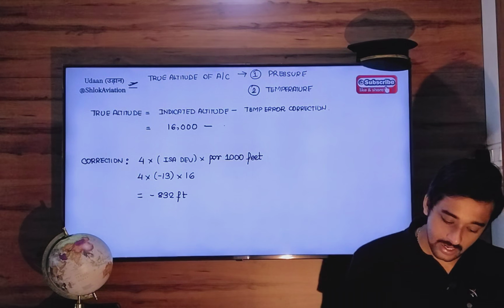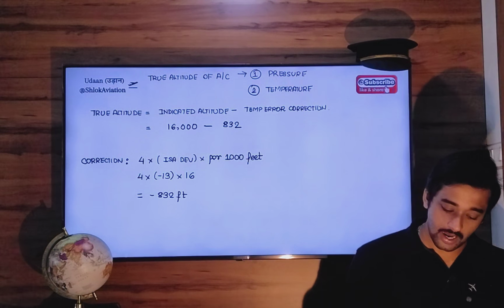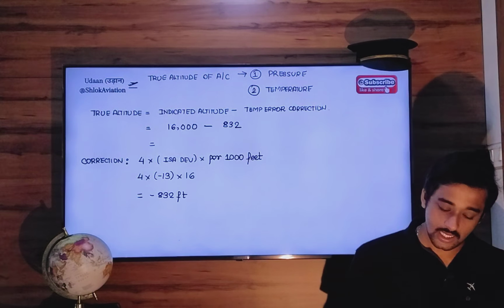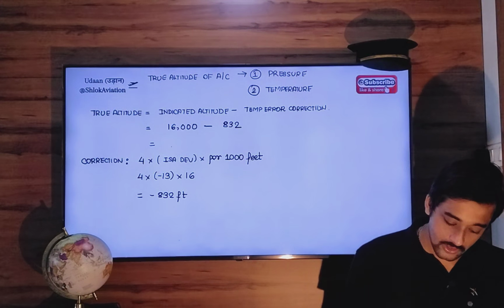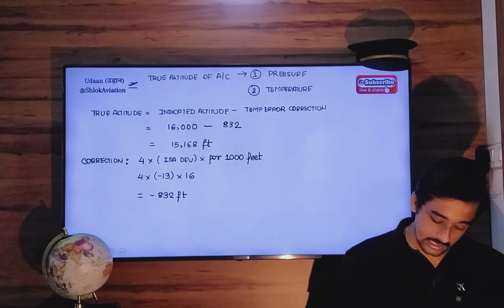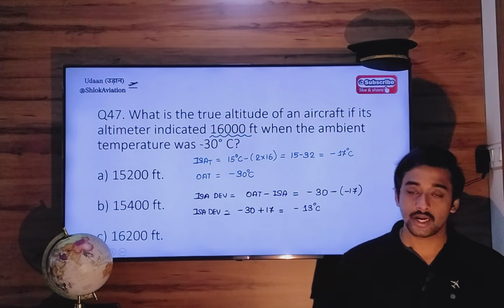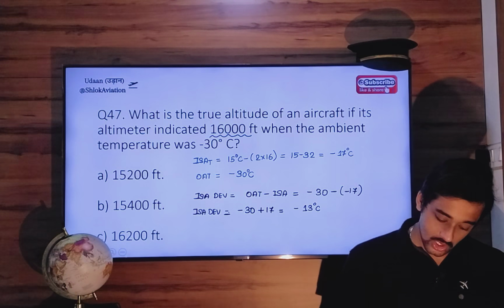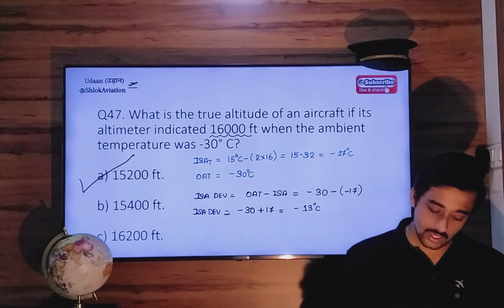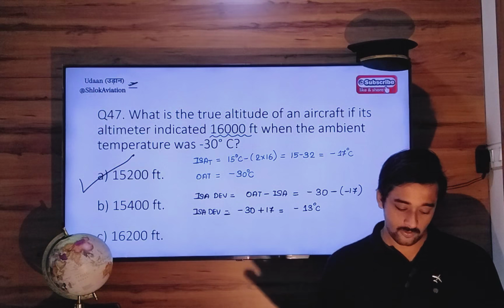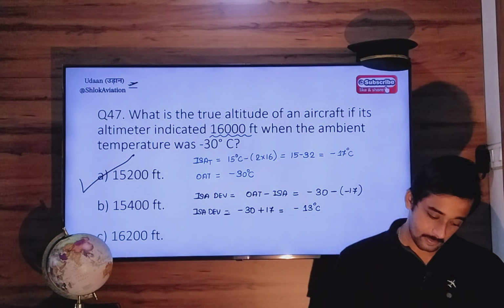So right here, minus, I have already written. So minus 832. So 16,000 minus 832 is 15,168 feet. So your true altitude is 15,168. The closest option here is option Alpha, 15,200 feet. This is how you do it.